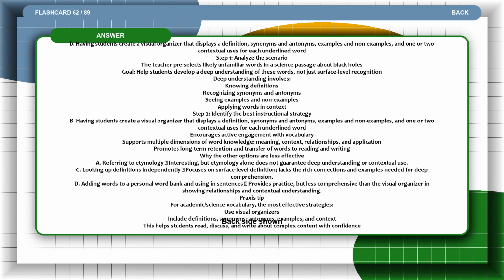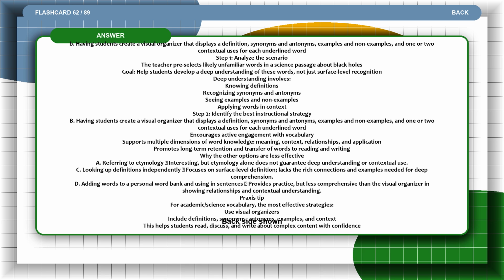The answer is B. Having students create a visual organizer that displays a definition, synonyms and antonyms, examples and non-examples, and one or two contextual uses for each underlined word. Step 1. Analyze the scenario. The teacher preselects likely unfamiliar words in a science passage about black holes. Goal: help students develop a deep understanding of these words, not just surface-level recognition. Deep understanding involves knowing definitions, recognizing synonyms and antonyms, seeing examples and non-examples, and applying words in context. Step 2. Identify the best instructional strategy.